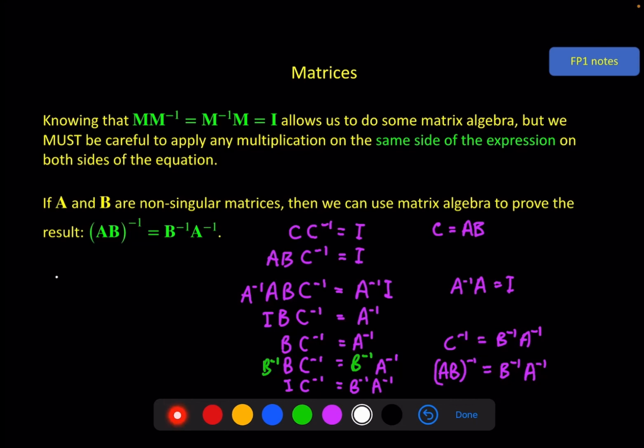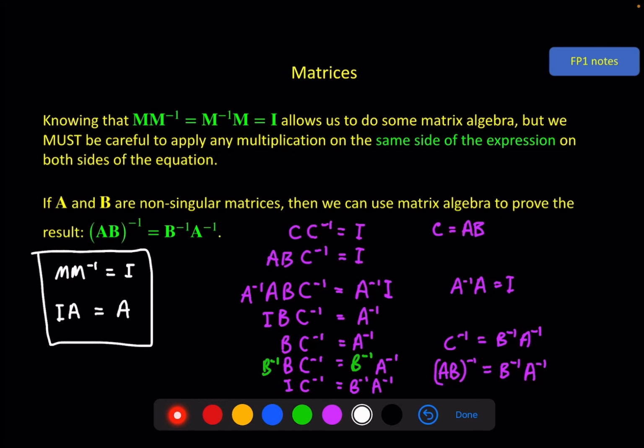So the two key things that allowed us to do this: a matrix times its own inverse is equal to the identity matrix, and the identity matrix has no effect on a matrix when you multiply it. Important things to remember if you're going to answer any questions on matrix algebra.